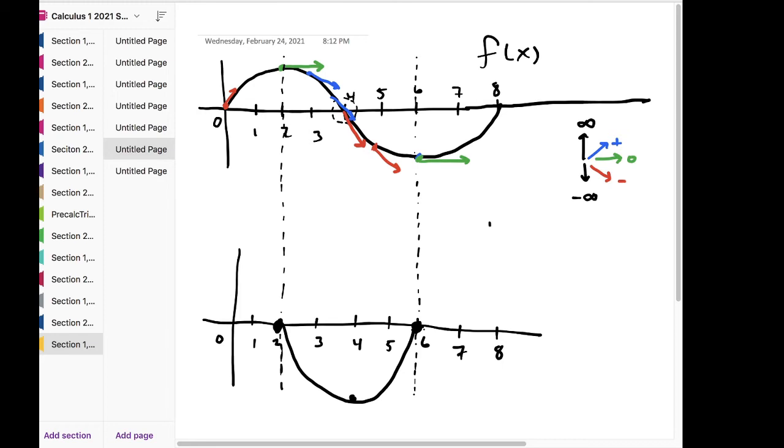Identify zero derivative first. Just makes it easier. Okay, and then in this region here, is the derivative positive or negative? Between 0 and 2, is it positive or negative? The derivative.